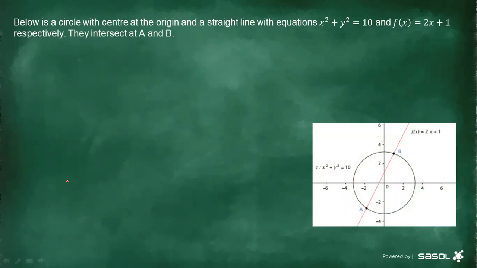Below is a circle with a center at the origin and a straight line with equations x squared plus y squared equals 10 and f of x equals 2x plus 1 respectively. They intersect at A and B. All right, let's see. Determine the coordinates of A and B. And let's see how we determine the coordinates of point A and point B.